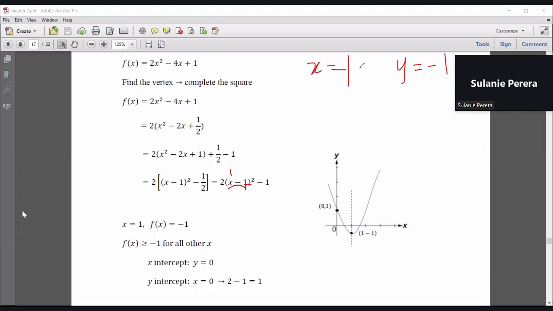So when x equals 1, you plug in 1, you get y equals minus 1. So that is the vertex. Now, okay, so now we know the vertex. Now we have to find the x-intercept and the y-intercept. So how do we find the x-intercept?